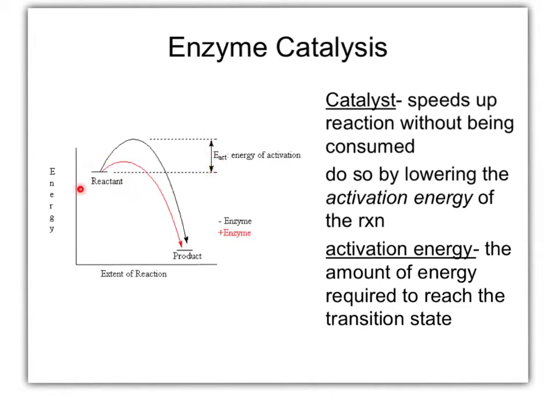So if we look at an energy landscape with a reactant to the product, in the absence of an enzyme, you have to overcome this activation energy in order to get to product. And so what an enzyme catalyst would do is reduce this activation energy in the presence of the enzyme so that we can get to the product. Essentially, the activation energy is the amount of energy required to reach this transition state.